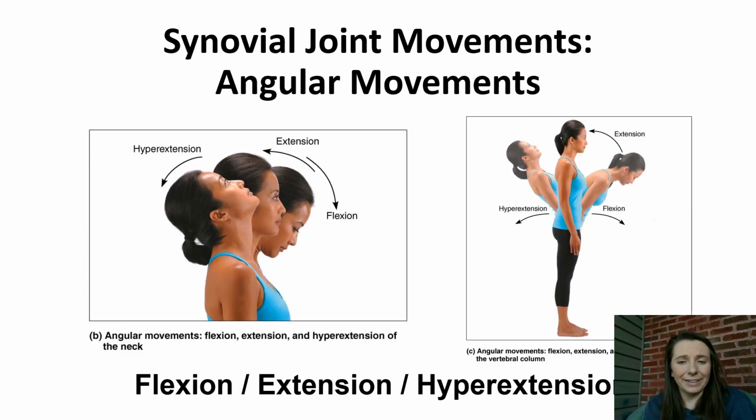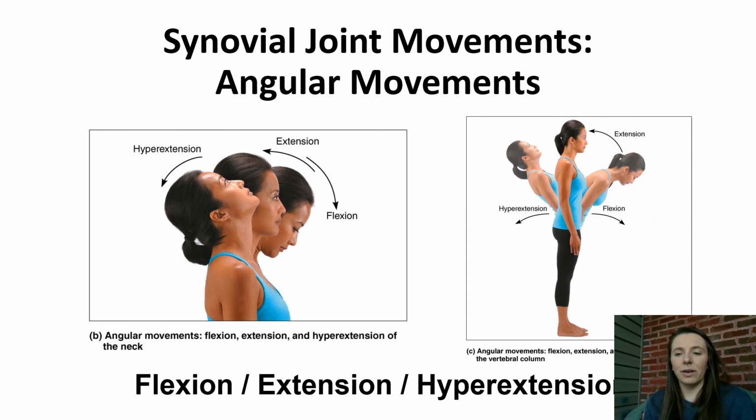So here's showing the example of flexion, extension, and hyperextension of the neck. So flexing is looking down, extending is looking up, and hyperextension would be looking all the way back. So normally we sit in extension, and then hyperextension is looking up.